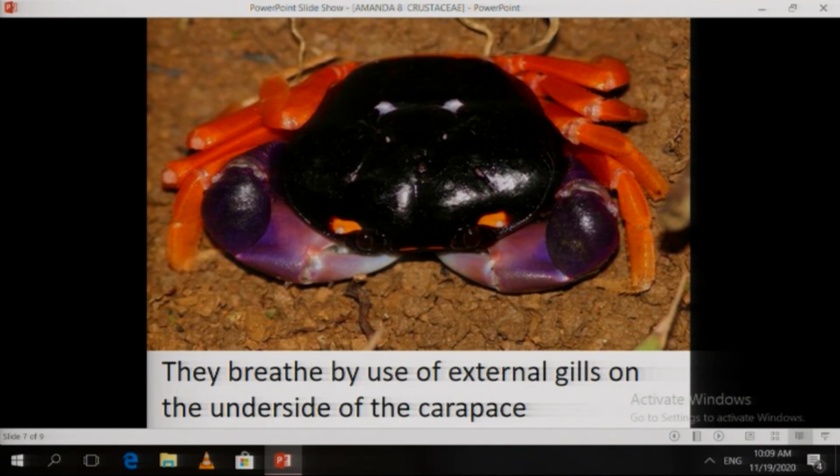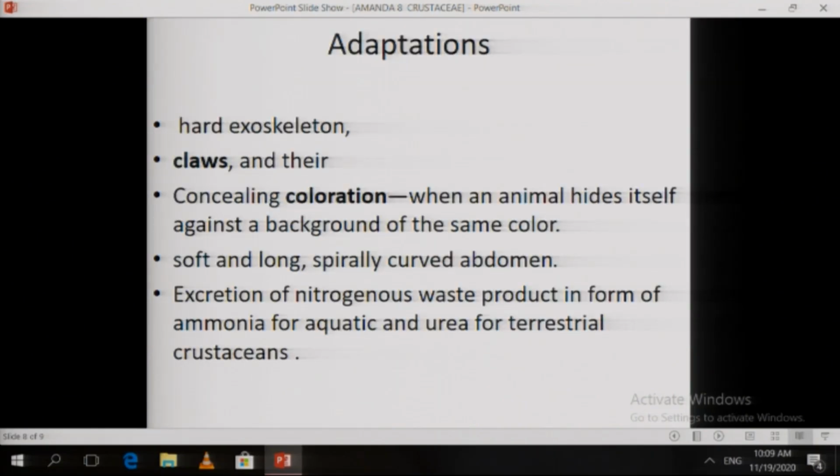They have external gills, and those are the ones that are used for breathing, all right? So all members of class Crustacea have external gills. Clear to everybody? Good.